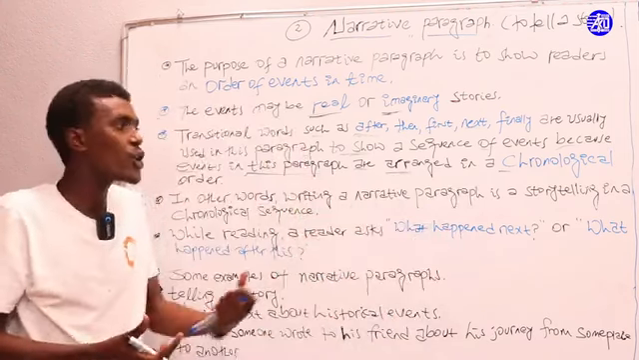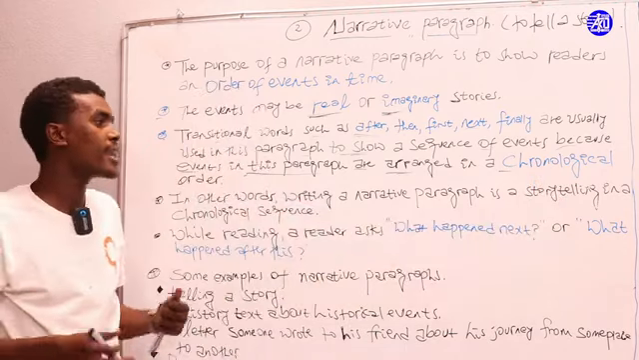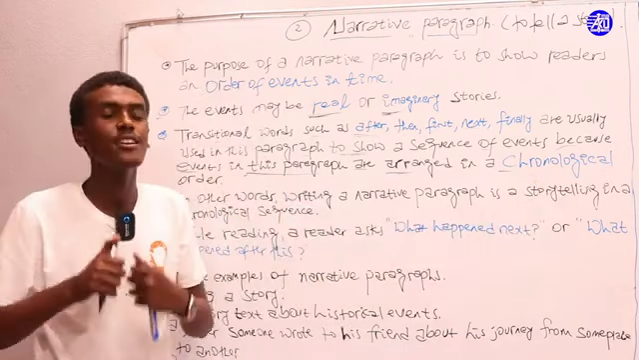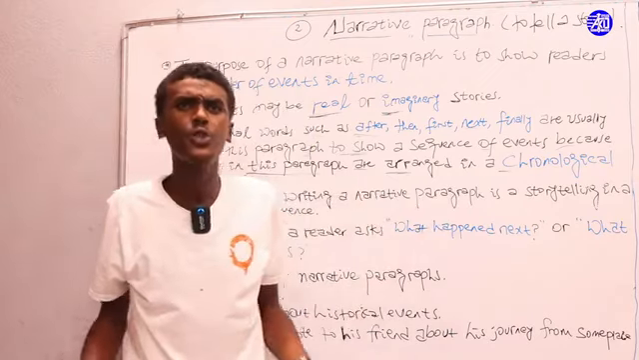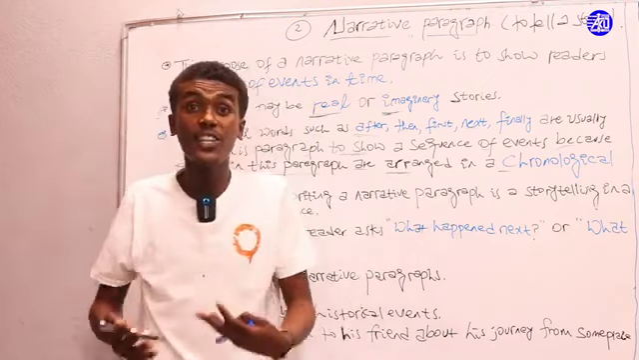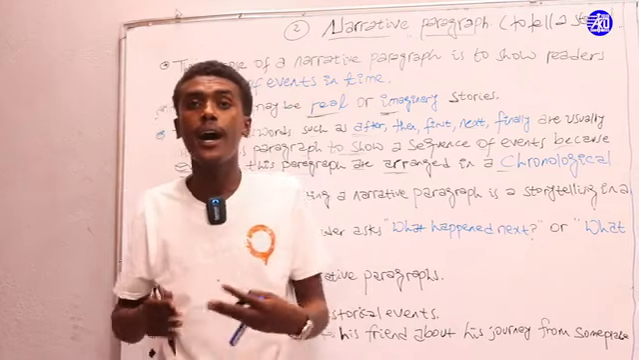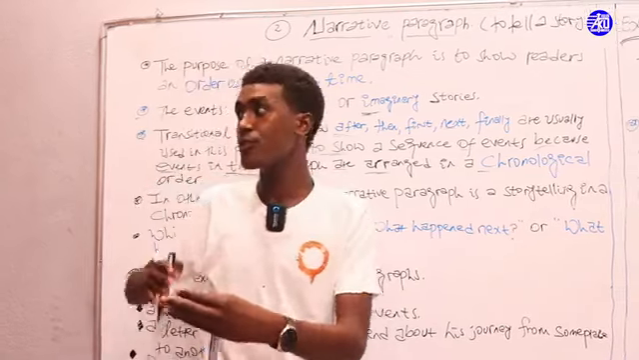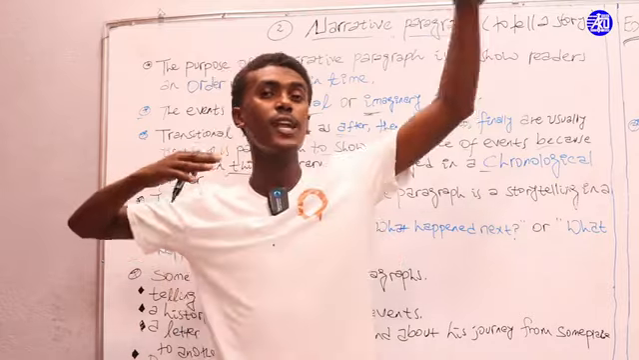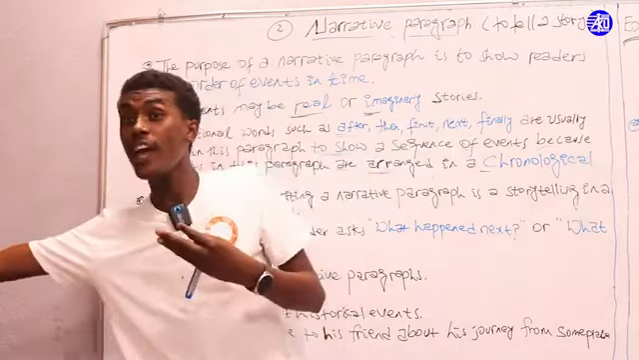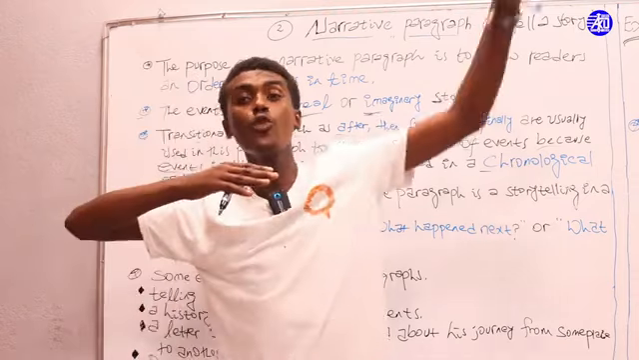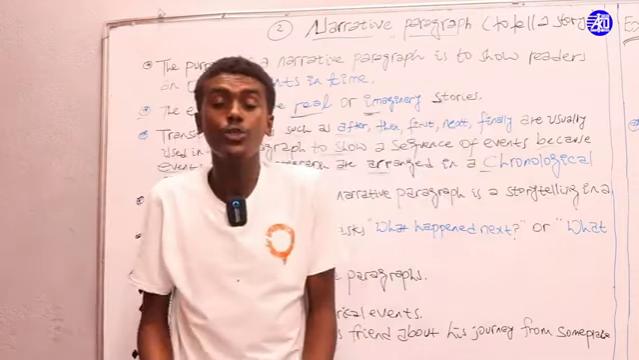What does chronological order mean? You see guys, chronological order means it is the order of something from the earliest to the latest. You see? That's called chronological order.